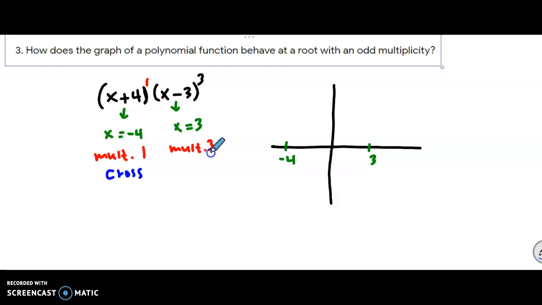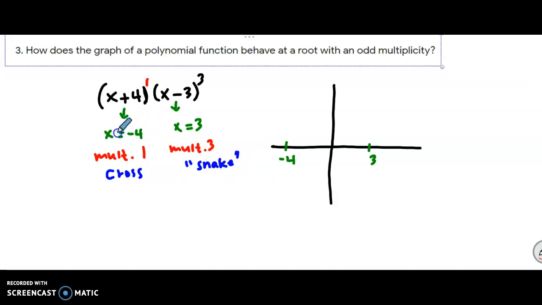But when you have a multiplicity of an odd number greater than 1, it does cross through, but specifically, it snakes through it. Okay, and here's what I mean. Again, I'm not sure if this graph is going to be accurate, but let's say so.